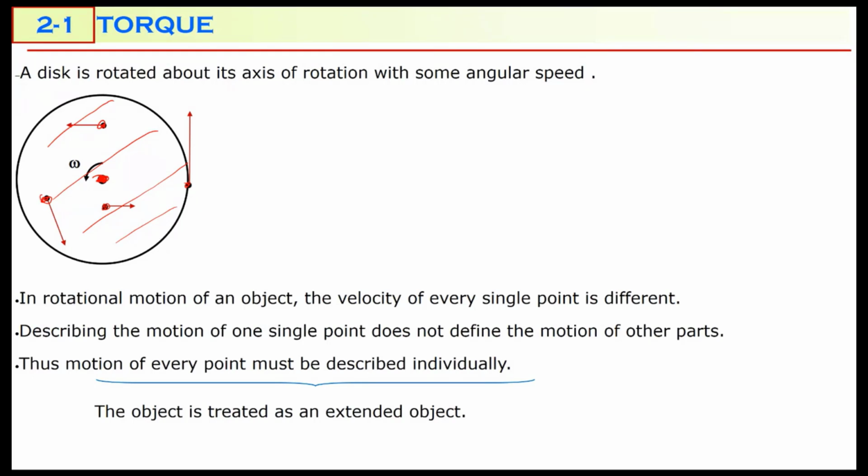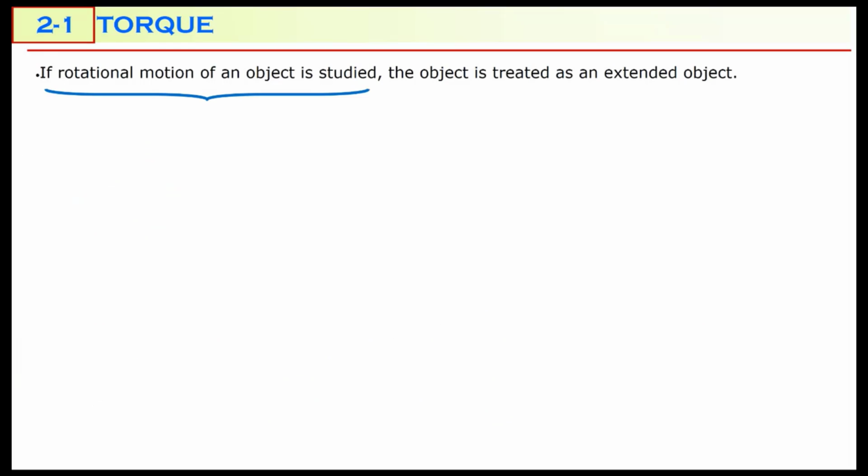So this object must be treated as an extended object. Defining the motion of one point does not define the velocity or acceleration of other points. That's why this object cannot be treated as a point mass, and you should treat this object as an extended object. Basically, if the sentence is talking about rotational motion, you cannot treat an object as a point mass. It must be treated as an extended object.